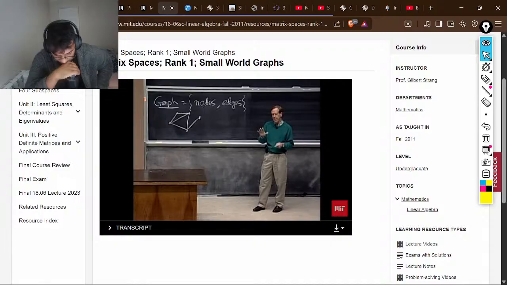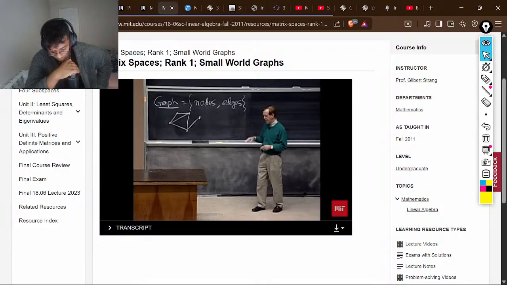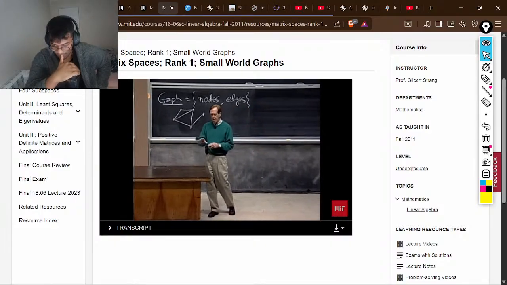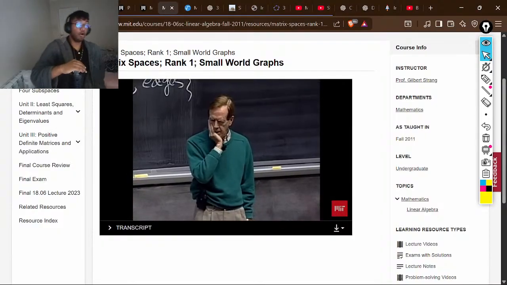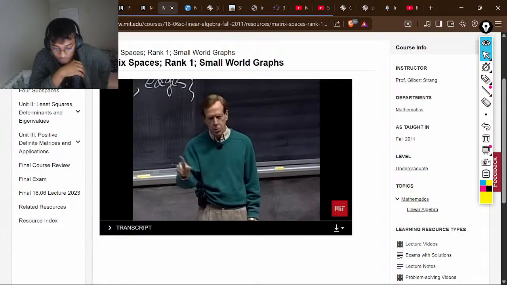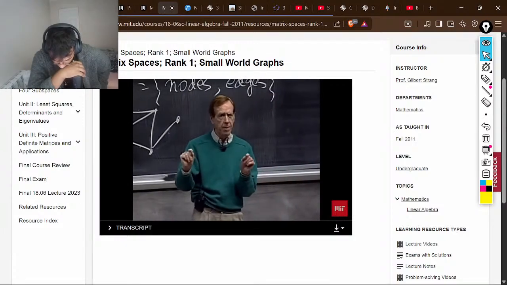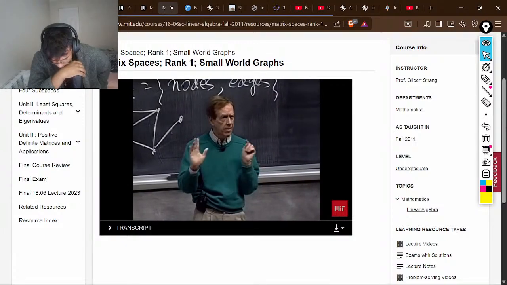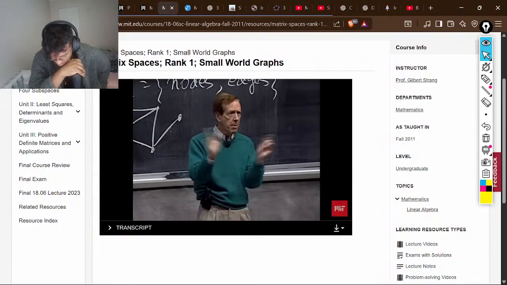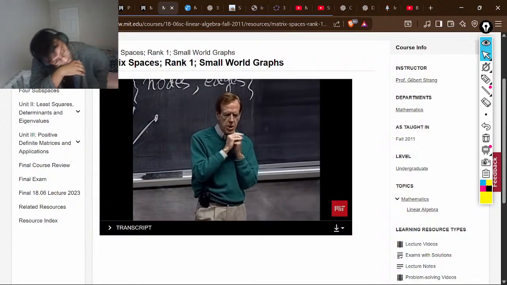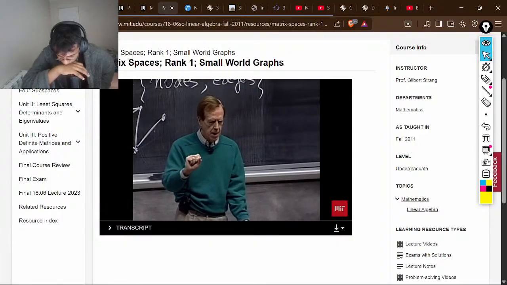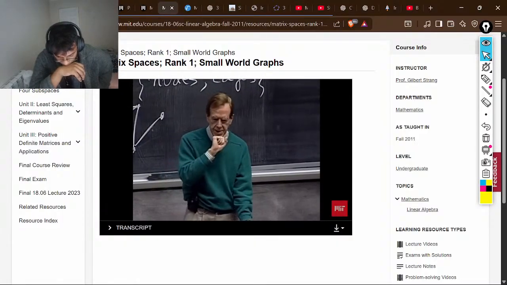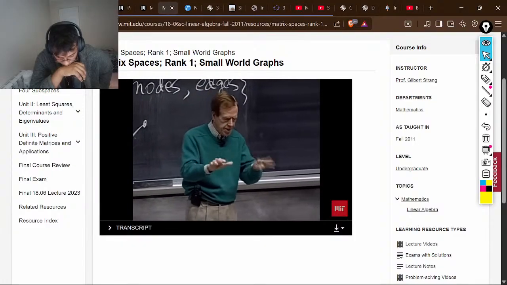Suppose the graph doesn't have 5 nodes, but suppose every person in this room is a node. And suppose there's an edge between 2 nodes if those 2 people are friends. So have I described the graph? It's a pretty big graph, 100 nodes, and I don't know how many edges are in there. There's an edge if you're friends. So that's the graph for this class.